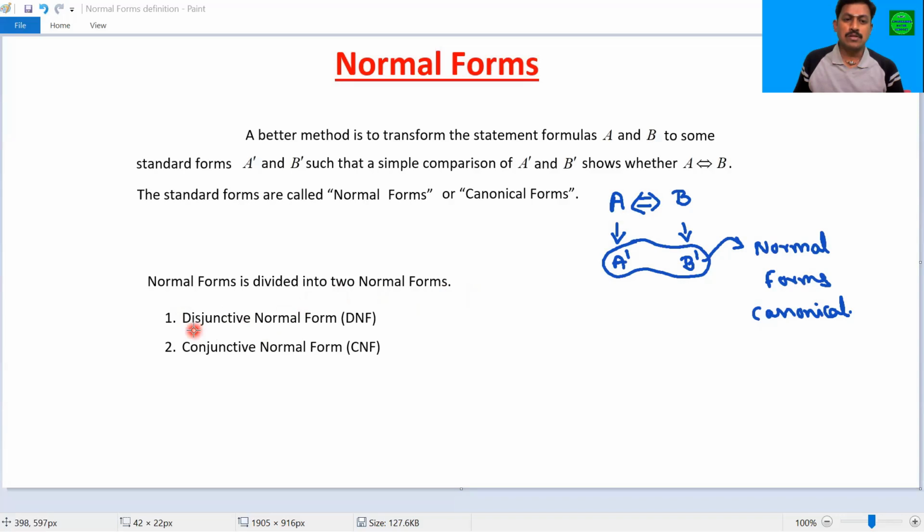One is disjunctive normal form. We will simply say it as DNF. Another one is conjunctive normal form. We simply call it CNF. To learn these two normal forms, we need two basic definitions.